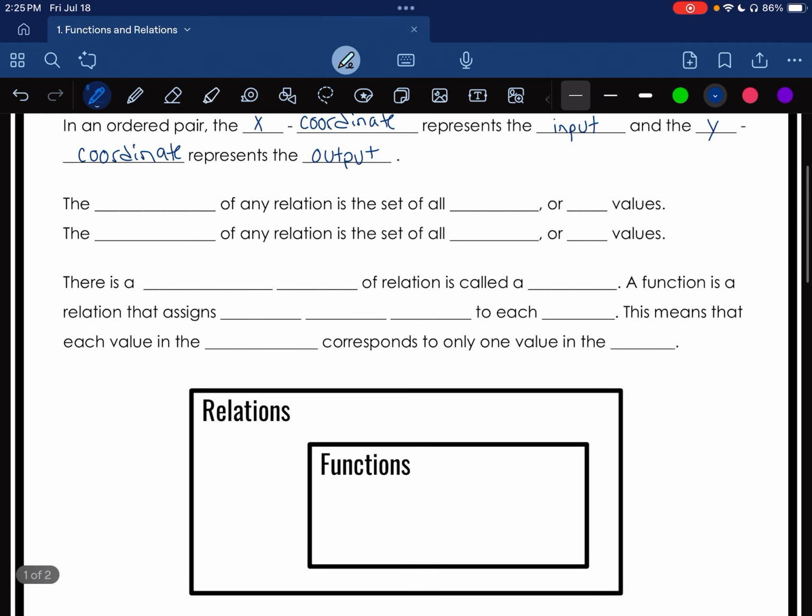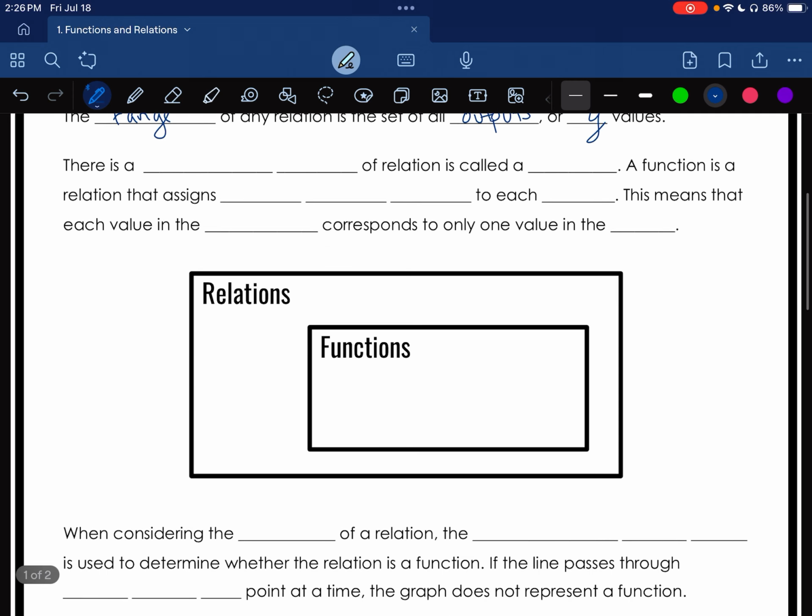All right, the domain is the set, hold on, English. The domain of any relation is the set of all of the inputs or the x values, and the range of any relation is the set of all the outputs or the y values. All right, so domain, range, x-coordinate, y-coordinate, input, output, these are things you've probably heard about before.